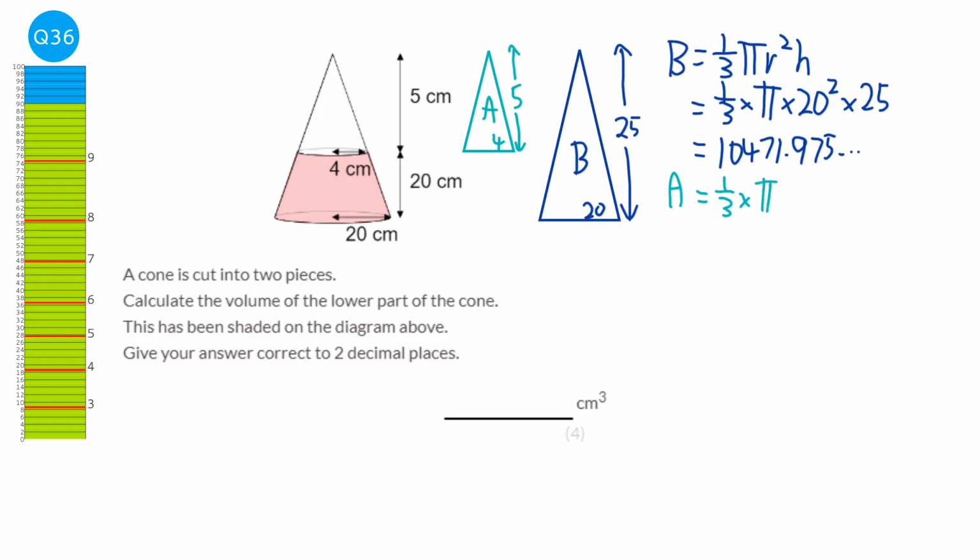We're going to work out the volume for A, and this time it will be a third times pi times the radius, which now is 4, and the height is 5. So that will be 83.775, blah, blah, blah.